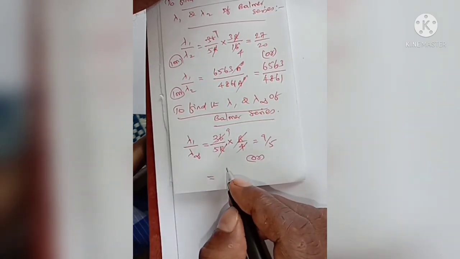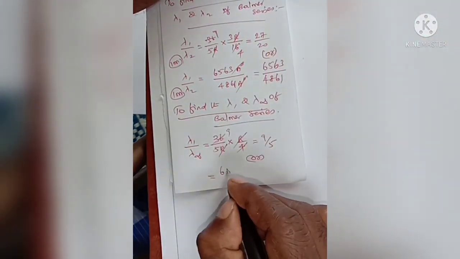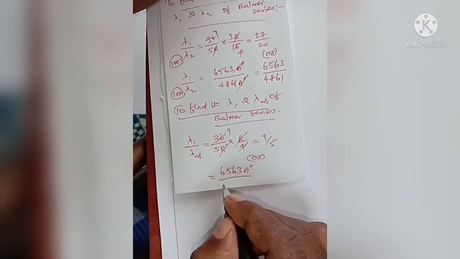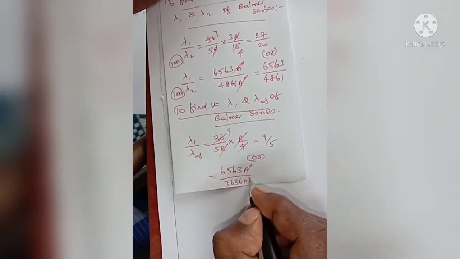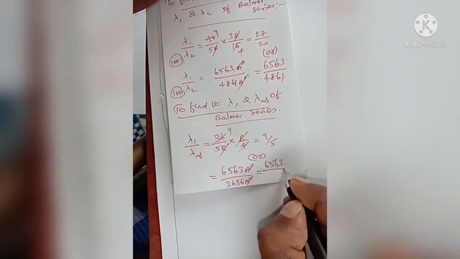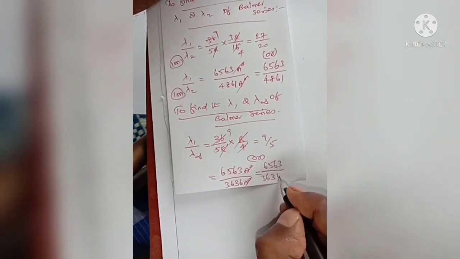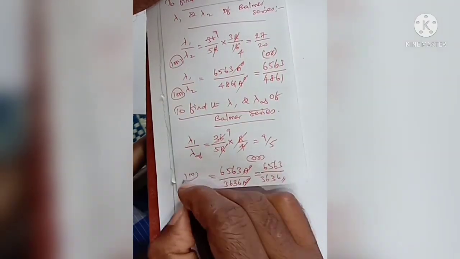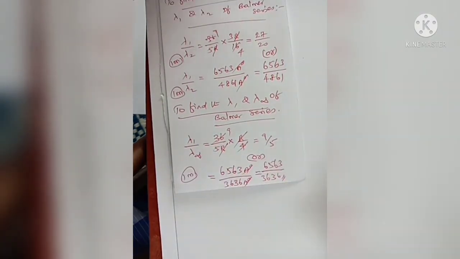For the first line of Balmer series and series limit of Balmer series, the value is equal to 6563 Angstrom over 36 Angstrom. The Angstrom cancels, finally 6563 divided by 36. This is another answer. This is also very important, one more question.